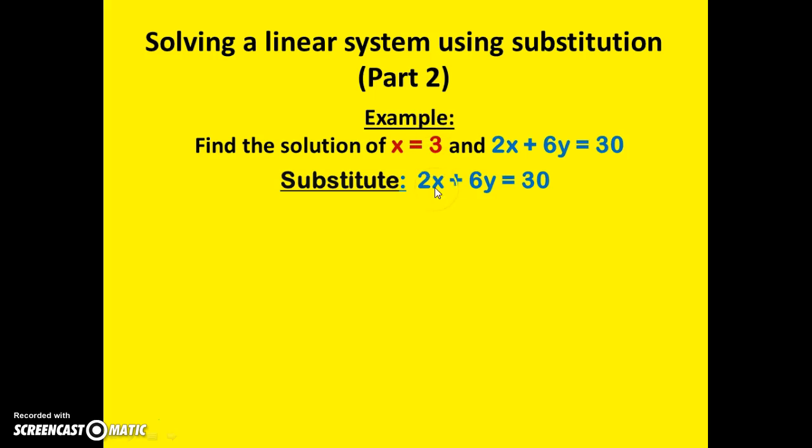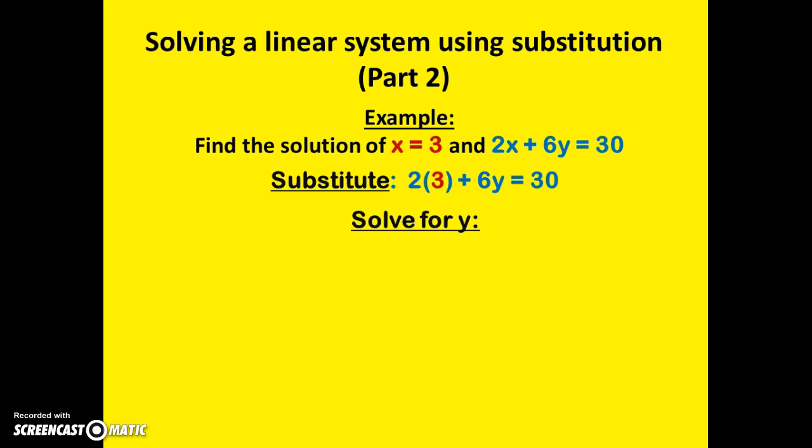Where are we going to substitute in? Well, if we look at 2 times x, we're going to substitute x with 3. Once again, substitute x with 3. Why? Because x is equal to 3. So there's our substitution. Now we're going to solve our equation.